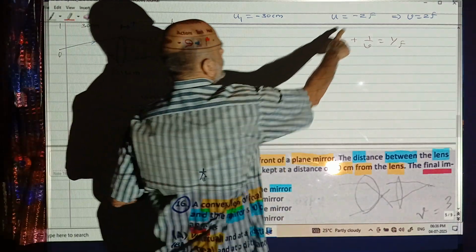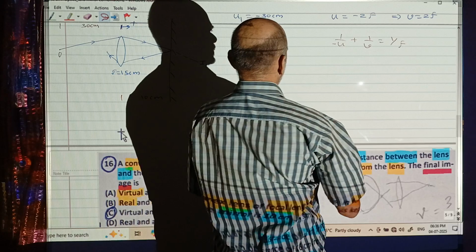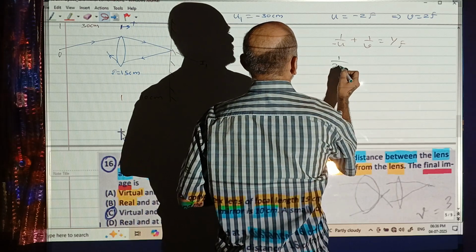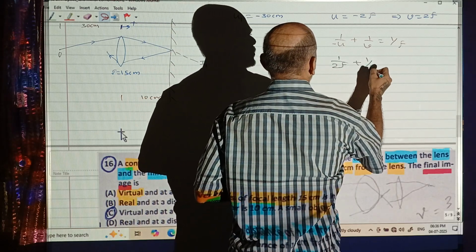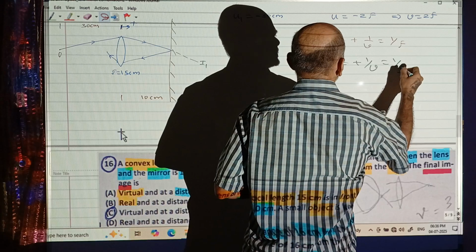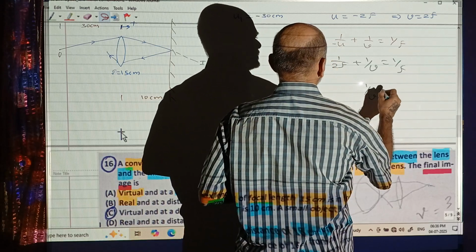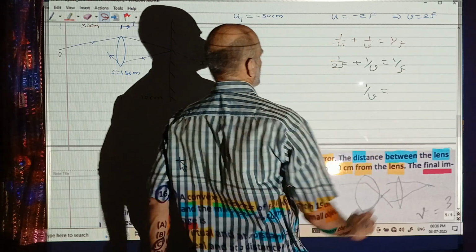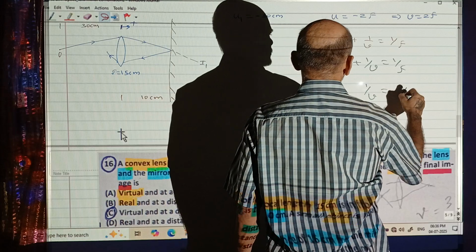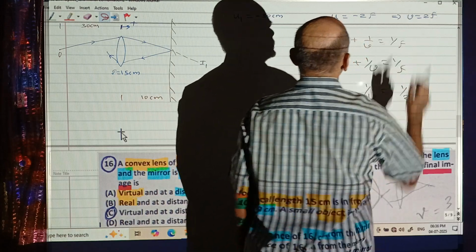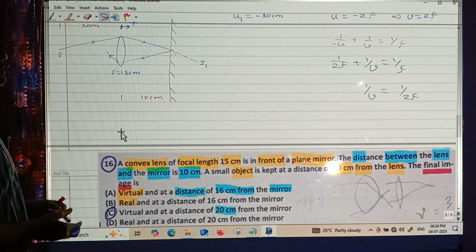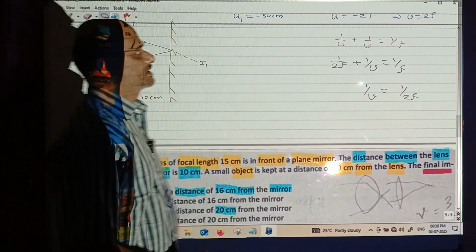So in this, if you put U equal to minus 2f, I'll get 1 by 2f plus 1 by V equal to 1 by f. That means 1 by V equal to 1 by f minus 1 by 2f. That will become 1 by 2f. So V equal to 2f. This can be proved easily, so we can use this result if you remember that.